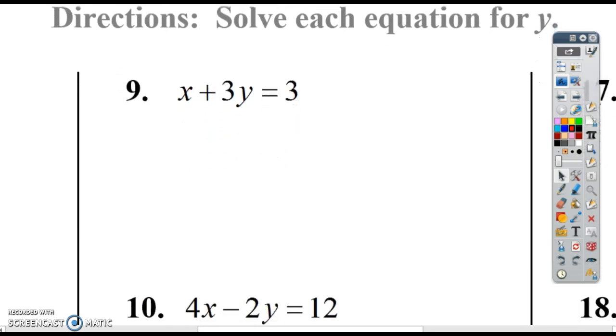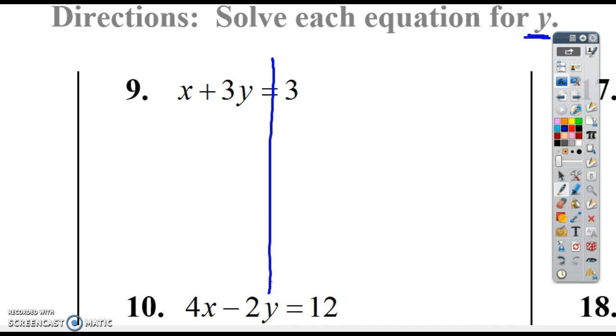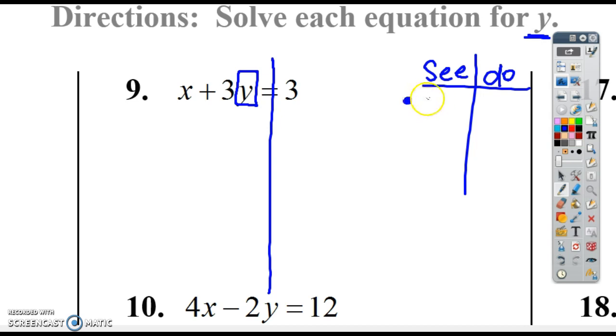So we'll go ahead and start with number 9. Again, for all these problems, we are solving for the y. Okay, so for number 9, draw my line in the middle. I need to look at what is happening to my y. What do you see happening to your y? Here, I see that a 3 is directly attached. When the 3 is directly attached, that means it is being multiplied to my y. So I'm being multiplied by 3. And then I see that they added this x. Sorry about that.